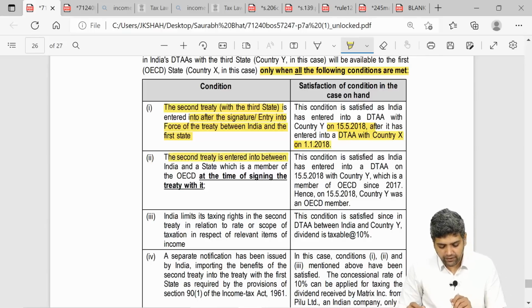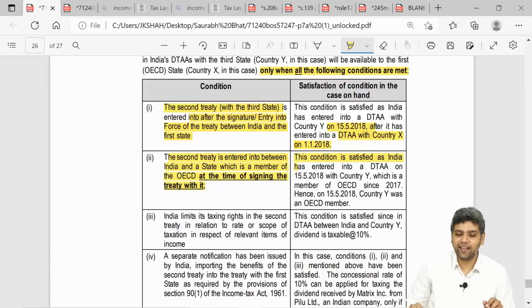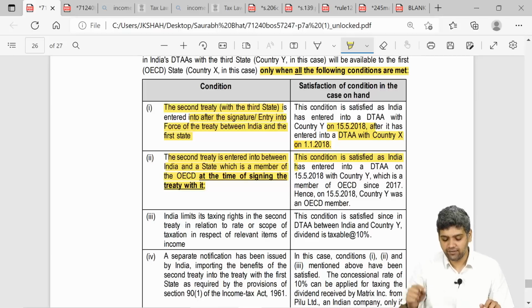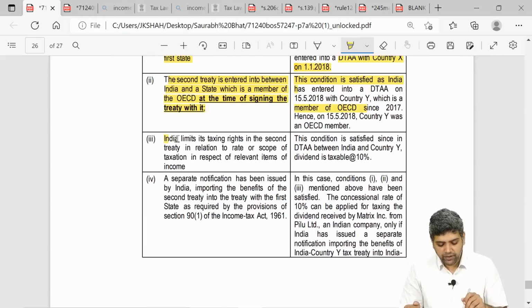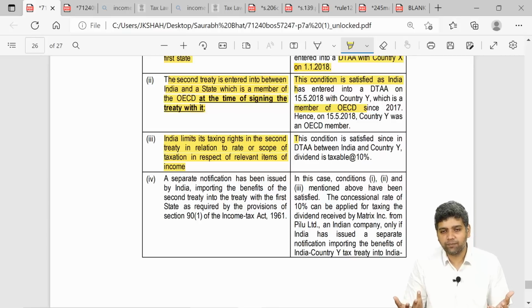The second treaty is entered into between India and a state which is member of OECD at the time when the treaty is signed. Can you see that highlighted part? So I need to check whether country Y was a OECD member as on the date when treaty is signed. That is again satisfied because they are OECD members since 2017. India limits its taxing rights in the second treaty in relation to rate or scope. So the second treaty has got more beneficial provision. Of course, otherwise why would MFN clause be triggered?